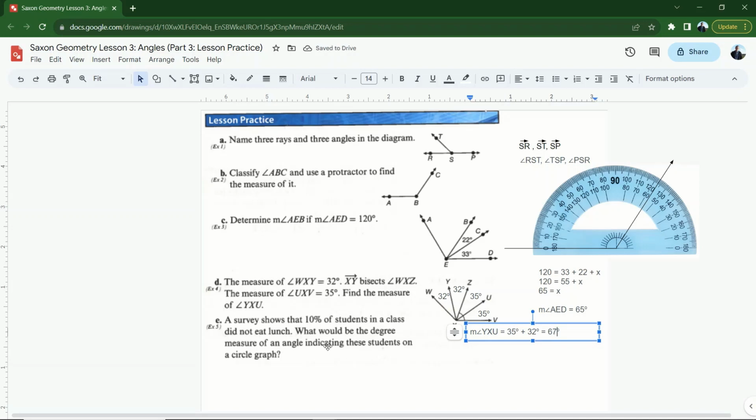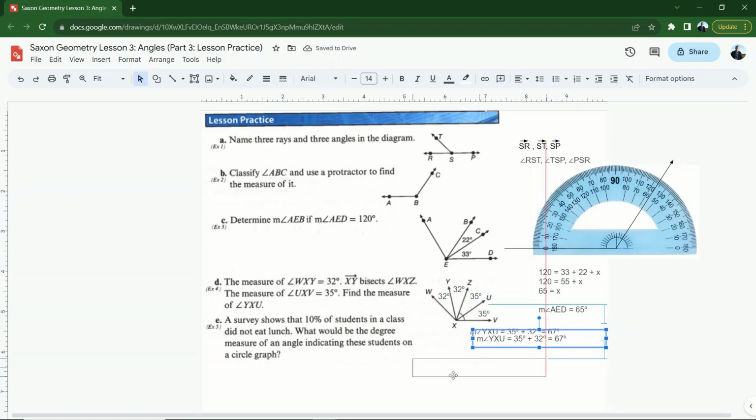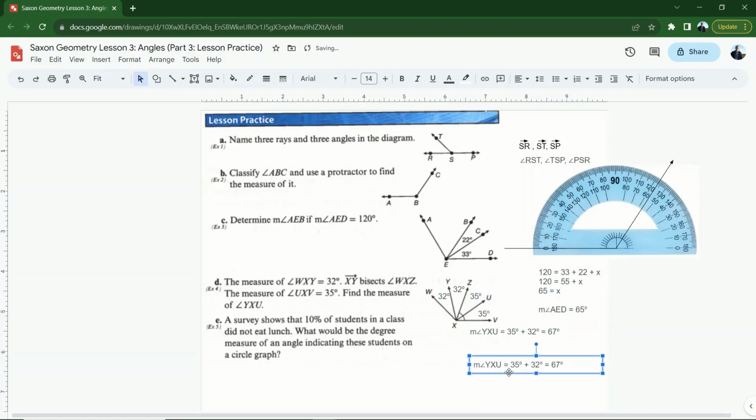A survey shows that 10% of students in a class did not eat lunch. What would be the degree measure of an angle indicating these students on a circle graph? Okay, so this question's a little hard if you don't know what we're talking about with a circle graph. You might want to go back and look at example 5 in the textbook just to see what a circle graph looks like. But here's what I know about a circle.